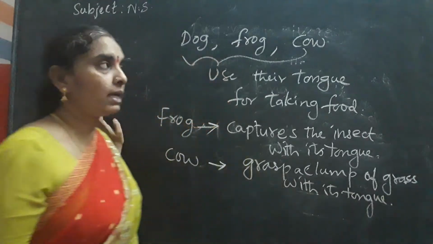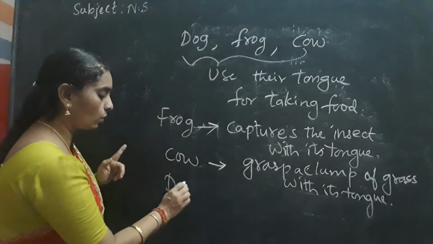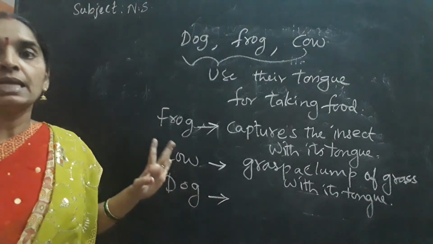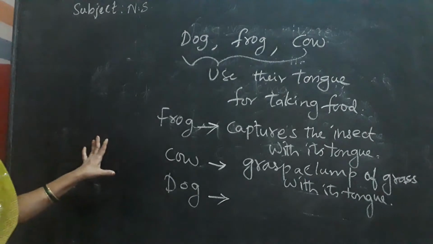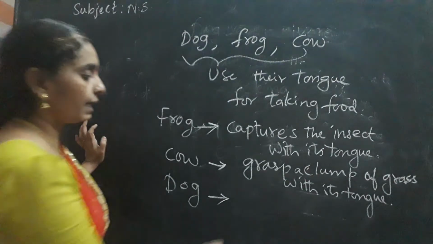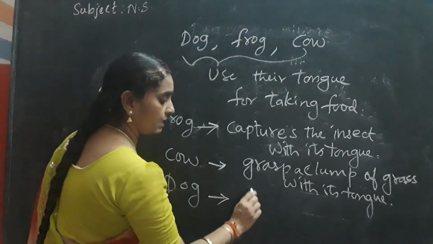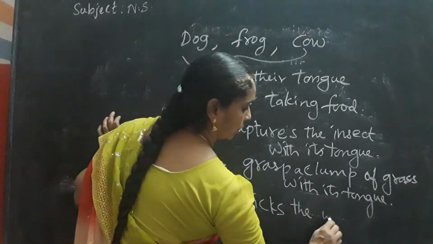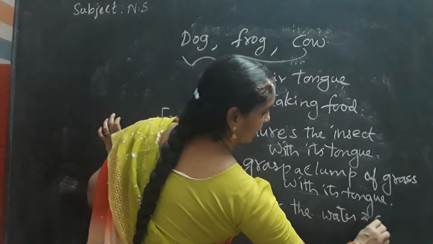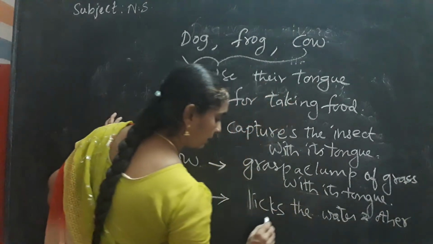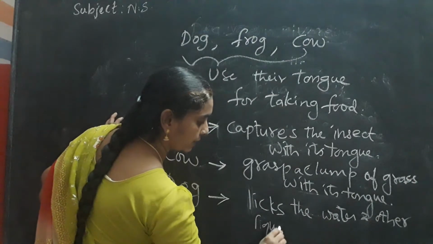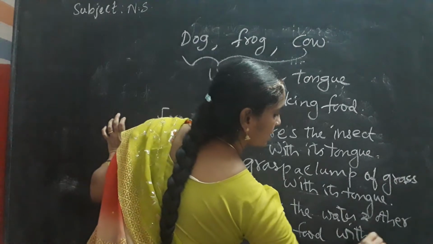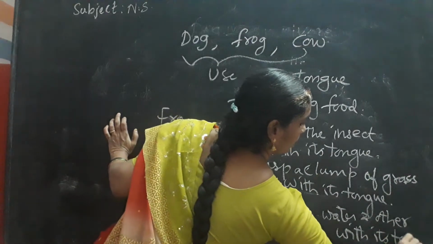Okay. And what about the dog? I already told now that it licks the liquid foods with the help of its tongue. So it drinks water and other liquid food. The drinking process is a licking process. It licks the water and other liquid foods with its tongue.